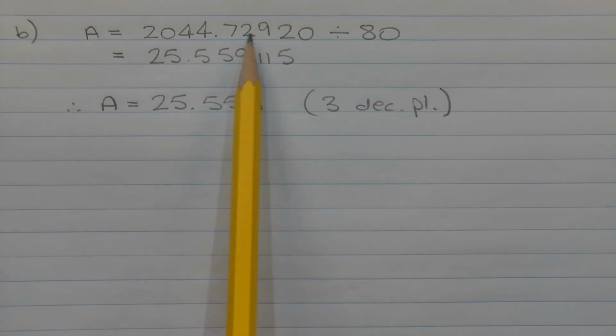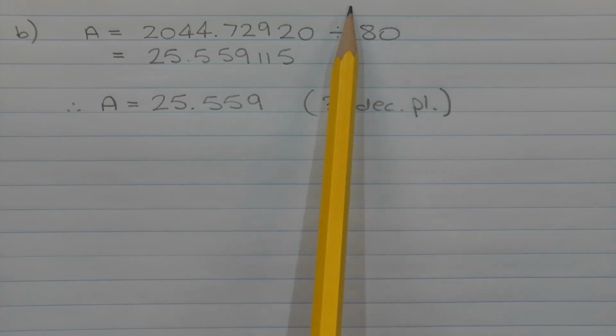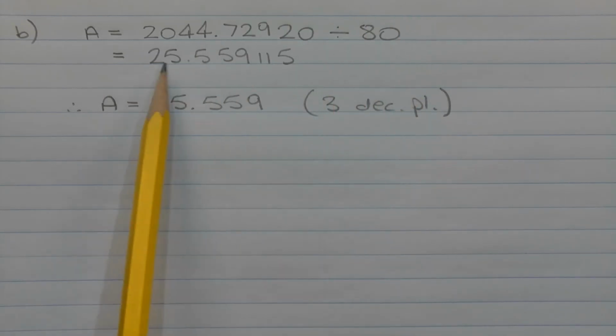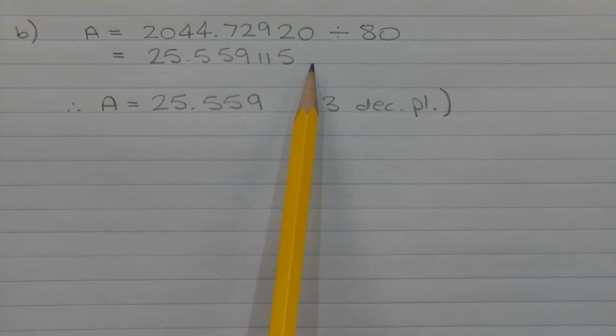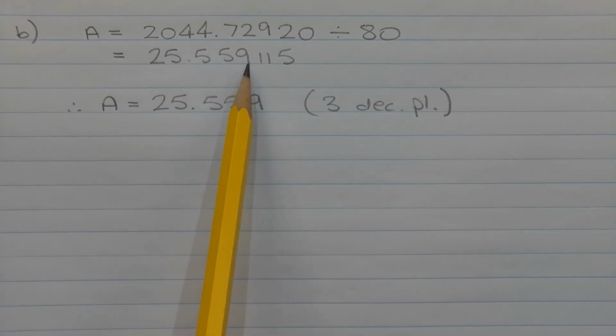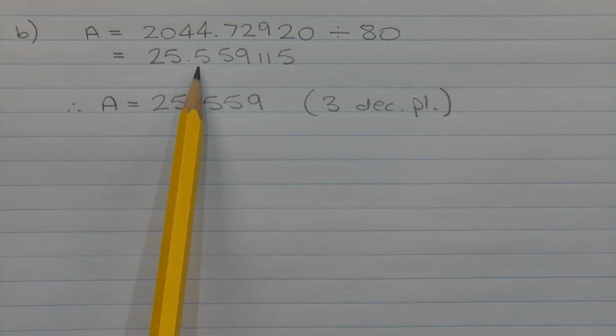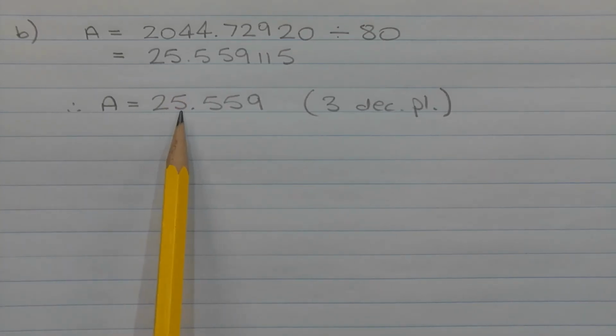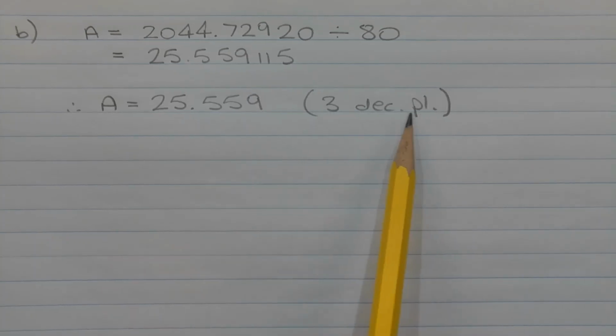So if we take this value here, which we found in part A, and divide that by 80, we get the value of A that we want in the table, which is 25.559115. How we can interpret this value is if we deposit $1 per month over 24 months at 0.5% per month, compound interest, the future value of that would be 25.559115 or $25.56 correct to the nearest cent. Therefore, A is equal to 25.559 correct to 3 decimal places.